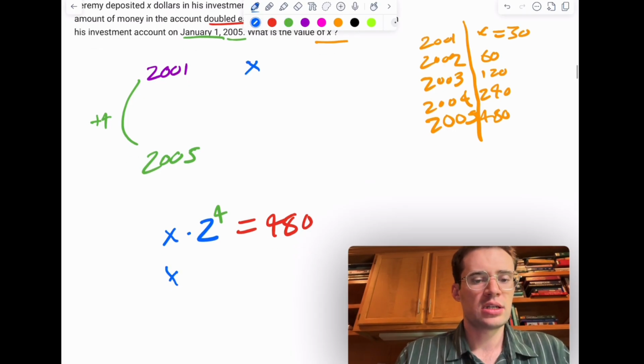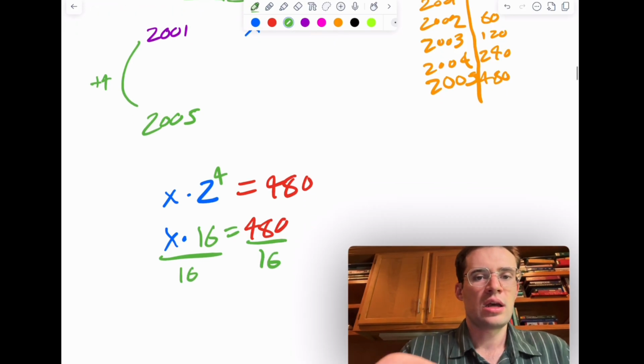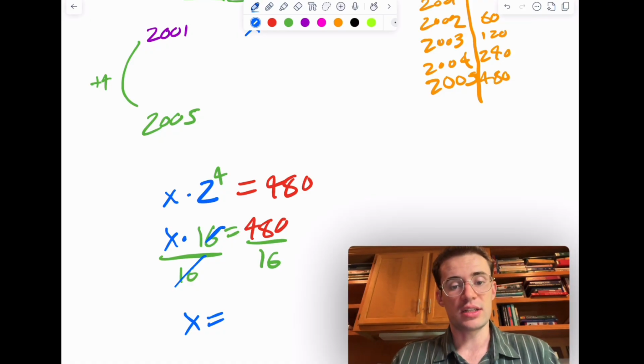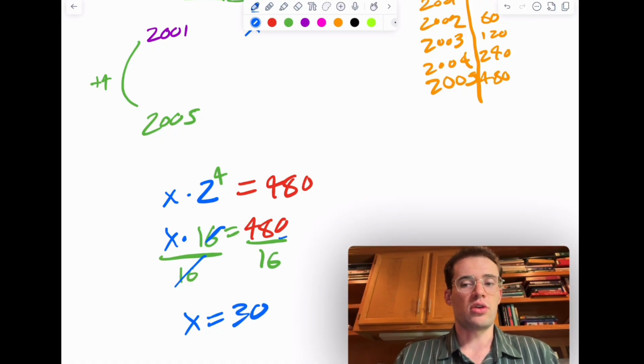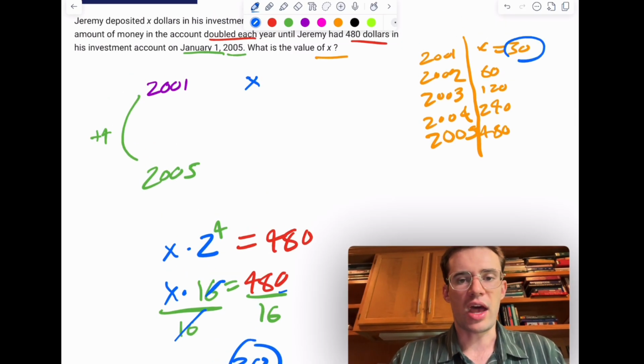So we get x times 16 is equal to 480, or you could write it as 16x. But then to get rid of that times 16, you just divide both sides by 16. 16 divided by 16 is 1. x is equal to, well, 480 divided by 16 is 30. So either way, you get that the answer is 30. And that's the value of x, which is what the question asked.